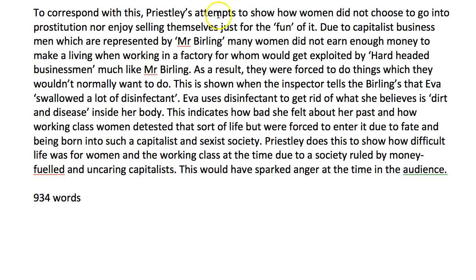To correspond with this, Priestley attempts to show how women did not choose to go into prostitution, nor enjoy selling themselves just for the fun of it. Okay, you haven't proved that yet. Due to capitalist businessmen, which are represented by Mr. Burling, many women did not earn enough money to make a living when working in a factory, and by which they would get exploited by hard-headed businessmen, much like Mr. Burling. As a result, they were forced to do things which they wouldn't normally do.